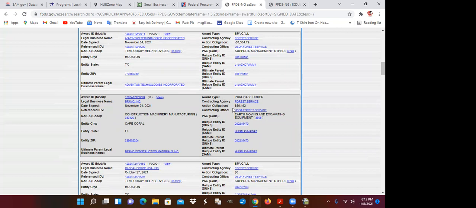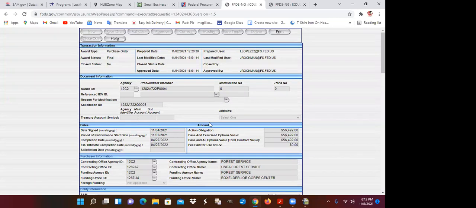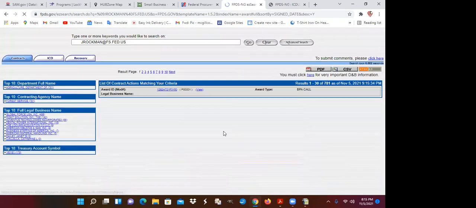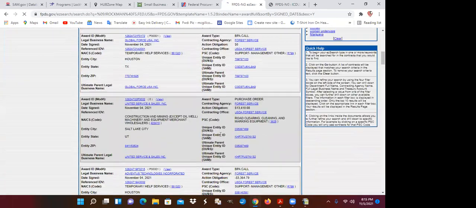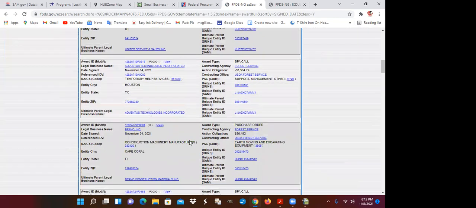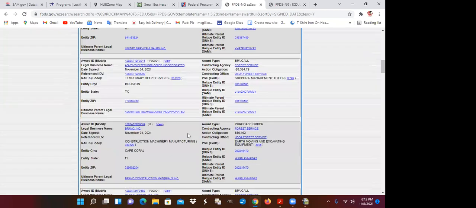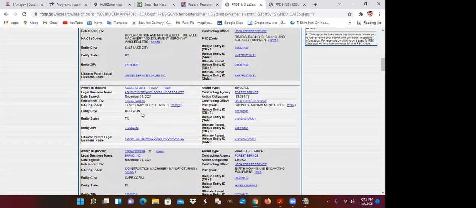See, Bravo Incorporated got a contract from them, which was yesterday. Now, the action obligation was 56,000. Earth moving and excavating equipment, that's a product service code for them. So 56,000. I can guarantee you that contract will probably be more than that when they finish up. Oh, it's 56,000. So again, they look for options. They gotta have options. See, this person has contracts in several different places, in different areas. So Bravo Incorporated was an option.